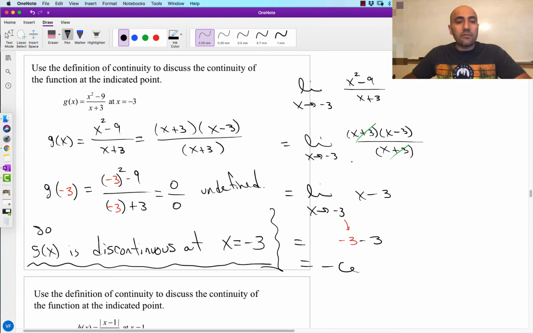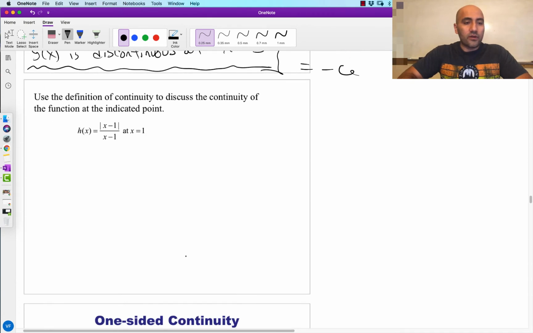Good. So this is going to be a case that if we graph this, there's just going to be a little hole. This is some sort of a graph, and then it's got a little hole when x equals negative 3, and that's why the function is discontinuous there. Okay, so the limit exists, but the function is not defined at negative 3, so the function is discontinuous at x equals negative 3. Okay, let's try a different one.